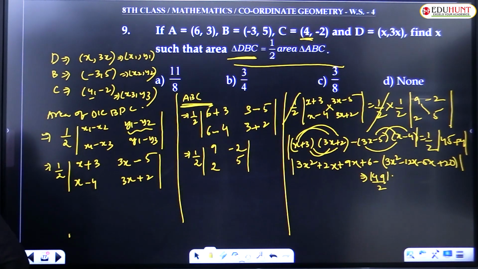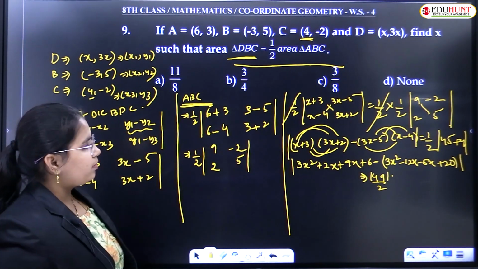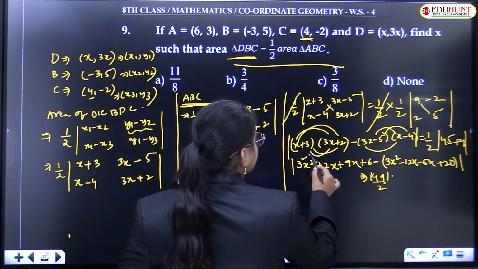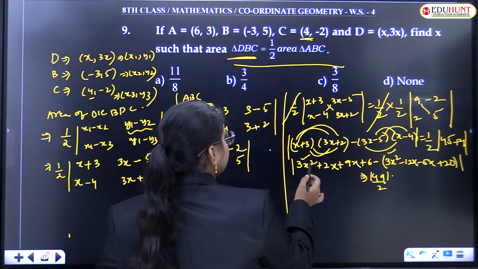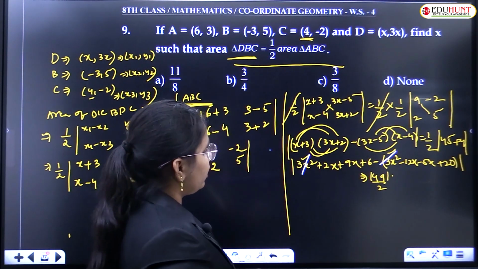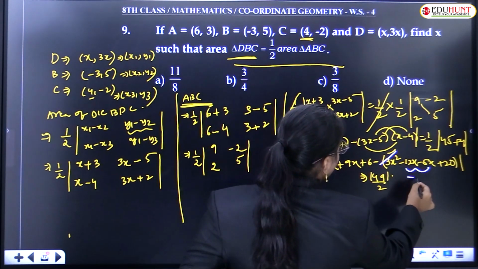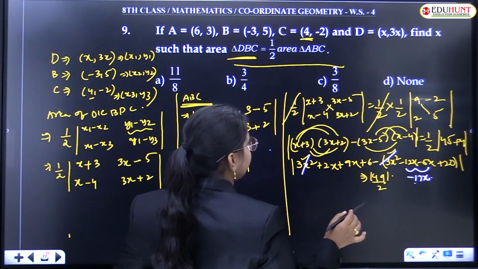Everybody is done? Can I get back to the next one? Yeah. So what I am going to do here, please check it. We'll simplify it out. Plus 3x square minus 3x square, I'll represent with another color. See, plus 3x square minus 3x square will get cancelled, right? So minus 12x and this is minus 5x, which is minus 17x. Minus minus is plus 17x.